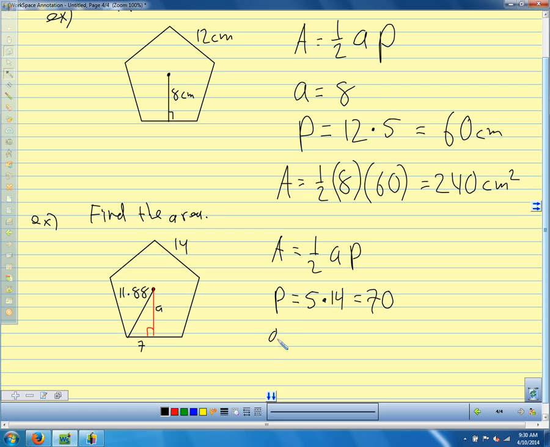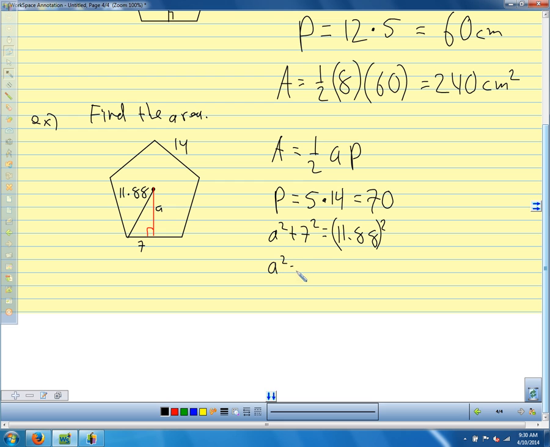So I know that a squared plus 7 squared equals 11.88 squared. So I can find a using the Pythagorean theorem. So a squared plus 49 equals 11.88 squared, which is 141.13. Subtract 49. I get a squared equals 92.13. To find a, I take the square root. And I finally get a equals 9.6. And I would plug that into my formula.